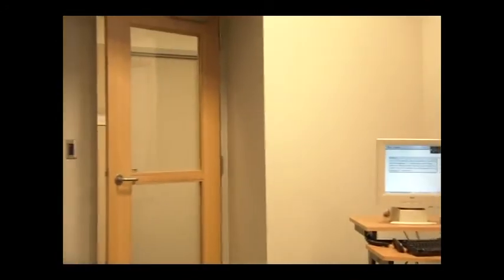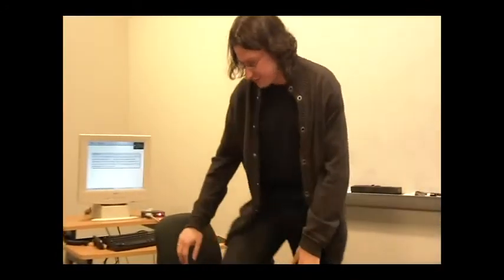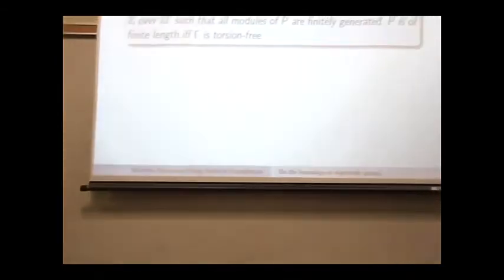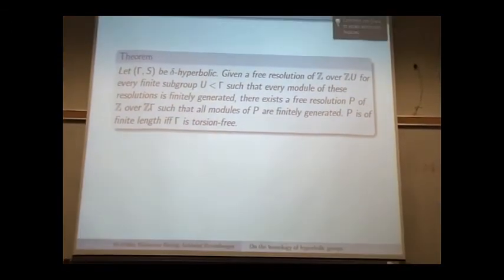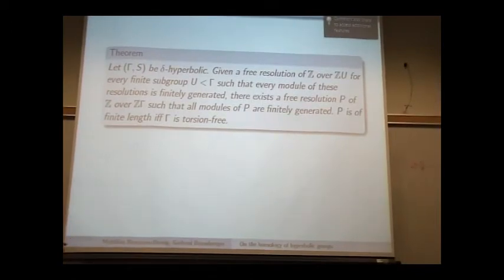And if we're not in the torsion-free case, things get more difficult, because the stabilizers aren't trivial, and as we are not torsion-free, there can't be a resolution of finite length. But we still get a resolution that has the property that all modules are finitely generated, which still is a nice idea, because that allows us to plug this resolution into a computer and calculate group homology by means of linear algebra.